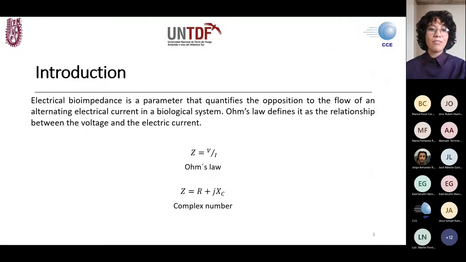Well, first, what is bioimpedance? Bioimpedance is a property of the tissues, of the muscles, bones, organs, and other human body components. We can describe it as a parameter that quantifies the opposition to the flow of an alternating electrical current in a biological system. Also, we can define it as the relationship between the voltage and the electric current, that is Ohm's law. Also, the impedance is represented by a complex number, and it has two parts, the real part, which has a resistive component, and the imaginary part that has a reactive component, as we can see in the equation.